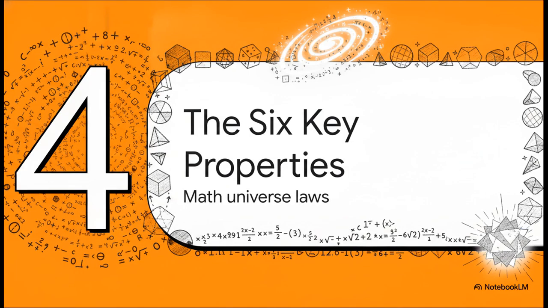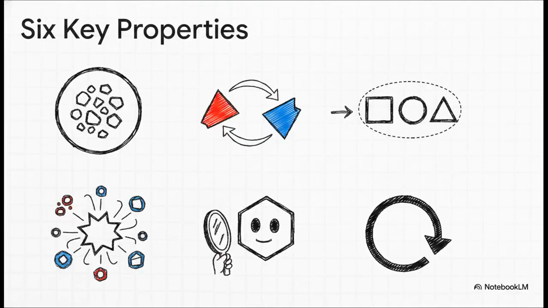Next up, section 4, the 6 key properties. Think of these as the fundamental laws of our math universe. Now, don't let this terminology intimidate you. The underlying logic is actually pretty beautiful. Number 1, closure. If you add or multiply two rational numbers, the answer is always going to be another rational number.